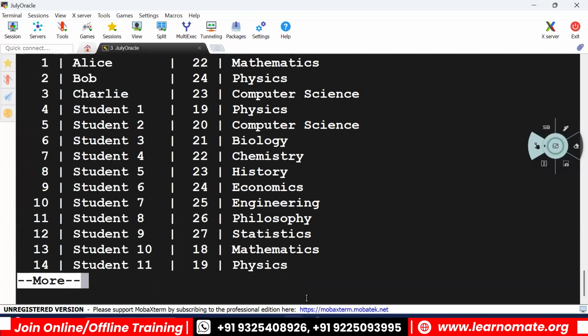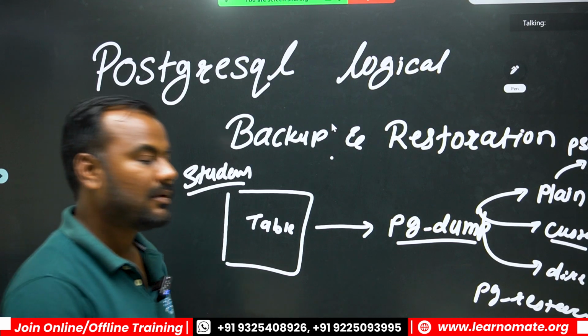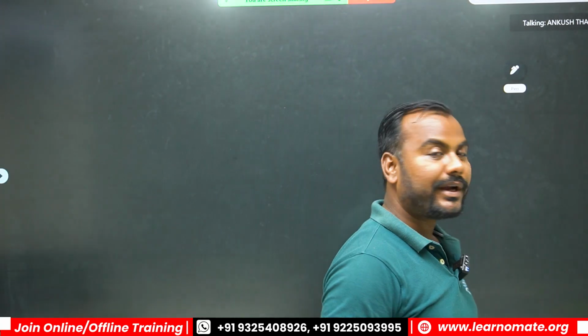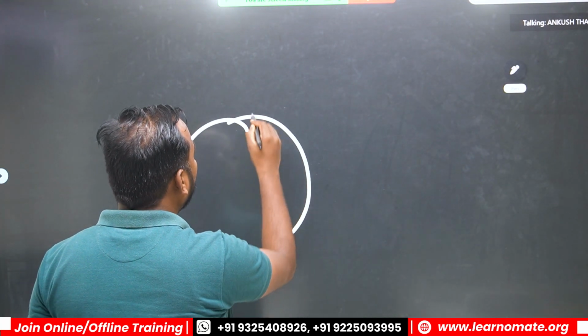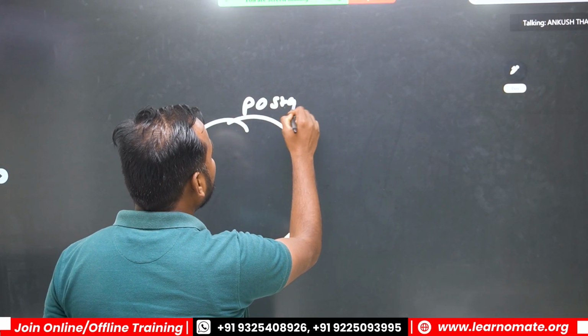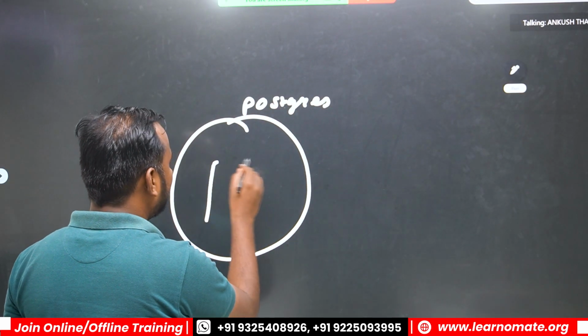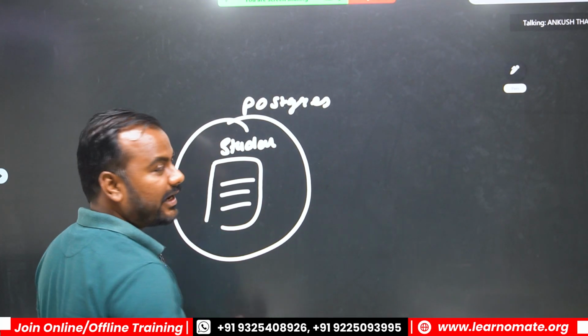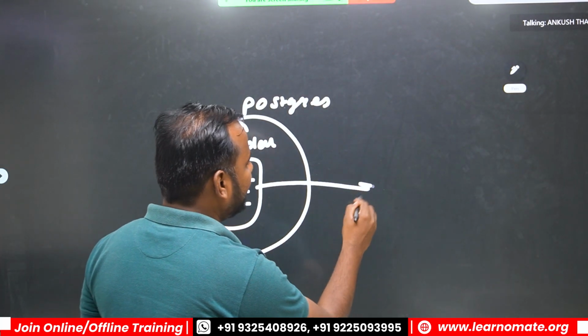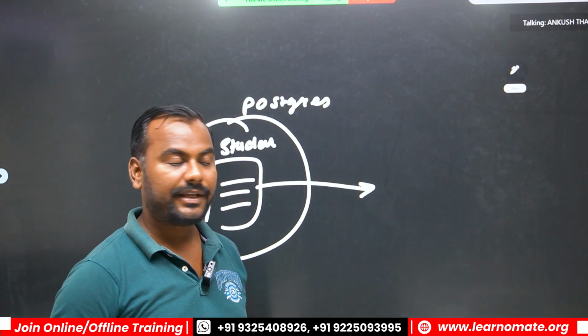So what I did, I'll explain it to you one more time. It's quite simple. Now I have shown you how you can take the backup of your table. I have a database with the name Postgres. Under this Postgres, I have a table called student table. Under the student table, I have data available. This table is very important for me, so I'm going to take the backup.